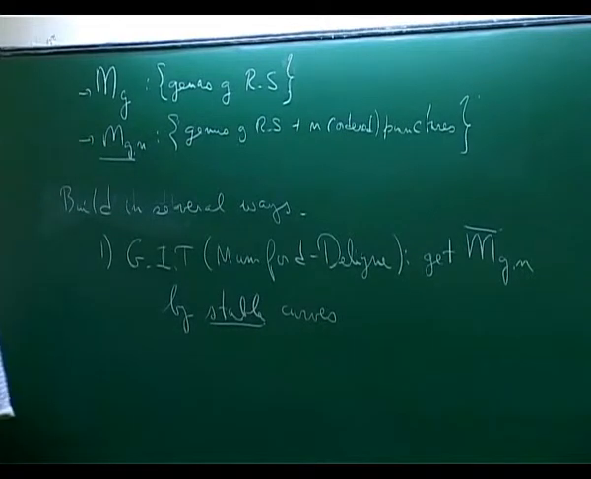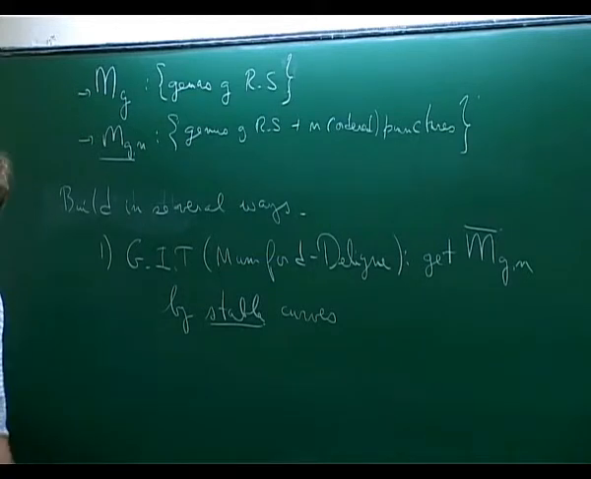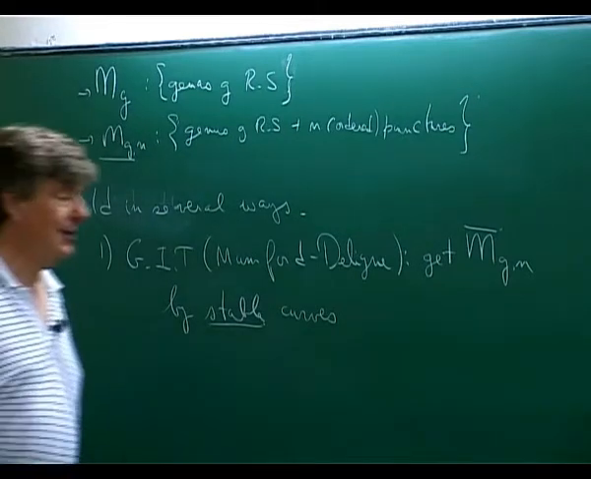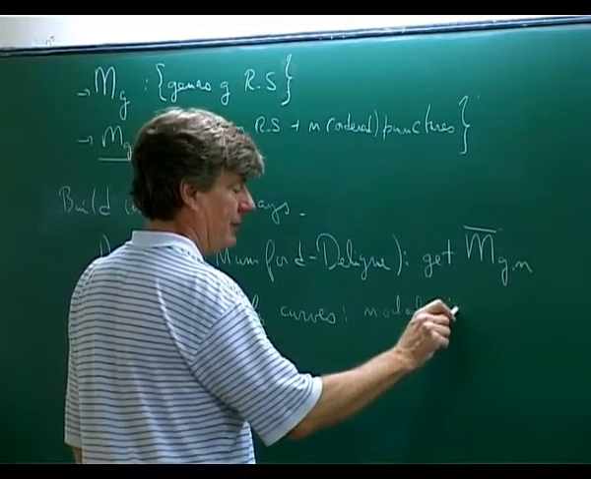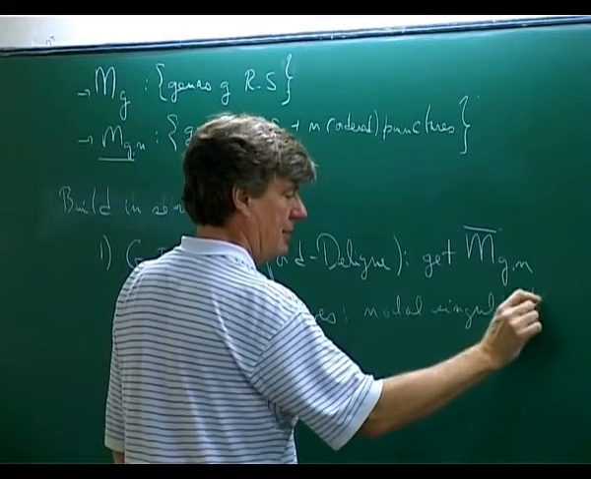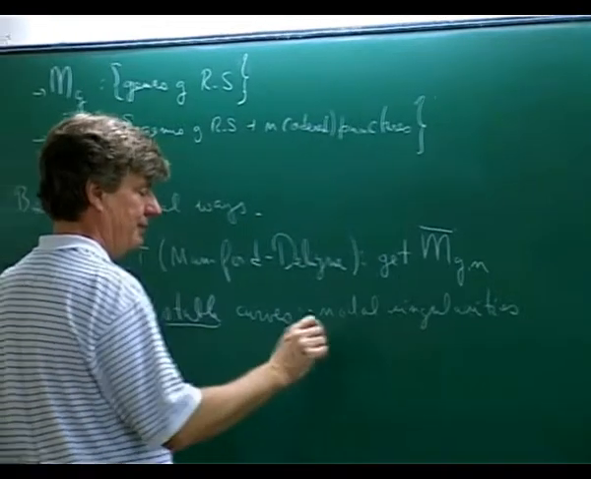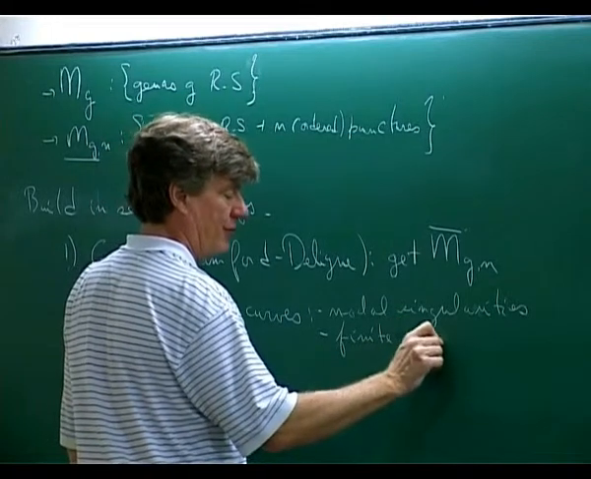Now, it's a sort of curious terminology in some ways, because in geometric invariant theory you start with a set of geometric objects and you throw some out, the ones that aren't stable. Here, stable means that you're actually adding some stuff in. So what you're adding, basically, are curves with nodal singularities, and only a finite number of automorphisms, basically.